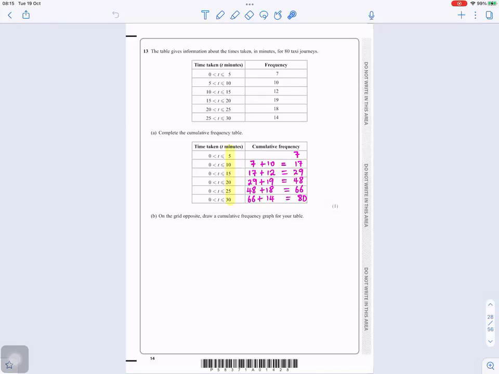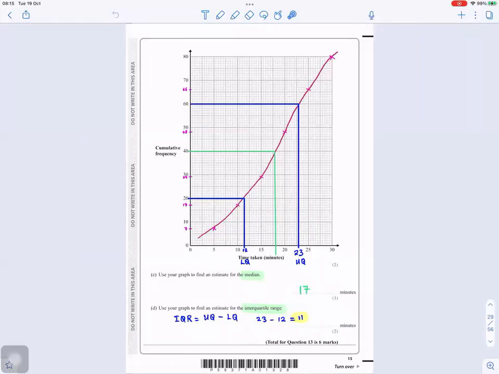On the grid opposite, draw a cumulative frequency graph for your table. So we mark the points 1, 2, 3, 4, 5, 6. We get them from the table and you join it with the curve. Use your graph to find an estimate for the median. The middle is 40 because it goes to 80, 0, 40, 80. The middle is 40. So you draw that green line, come down, and the median is 17.